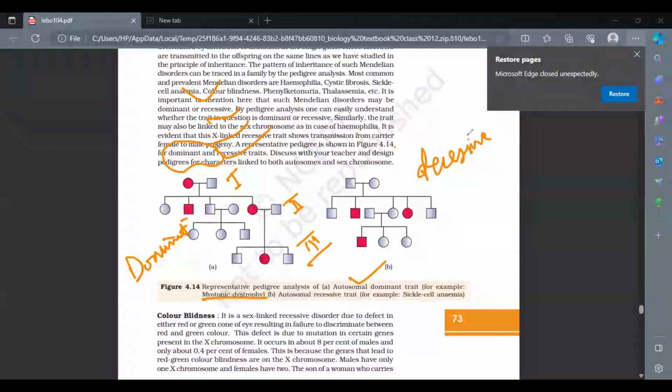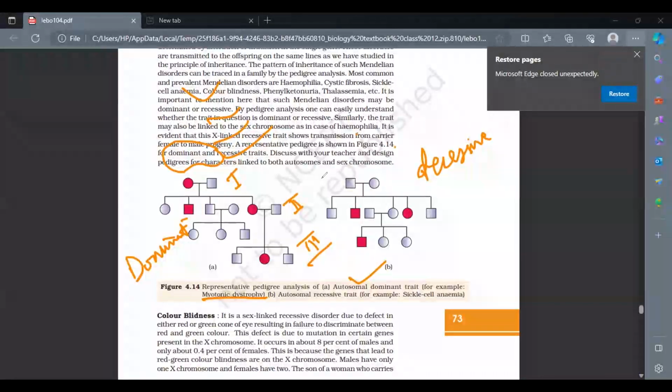In the second case, it is only the second and the third generation that got affected. But the first generation has skipped that gene. Okay, might be it is present somewhere, but it is hidden. In that case, we say that it's a recessive gene that is hidden.